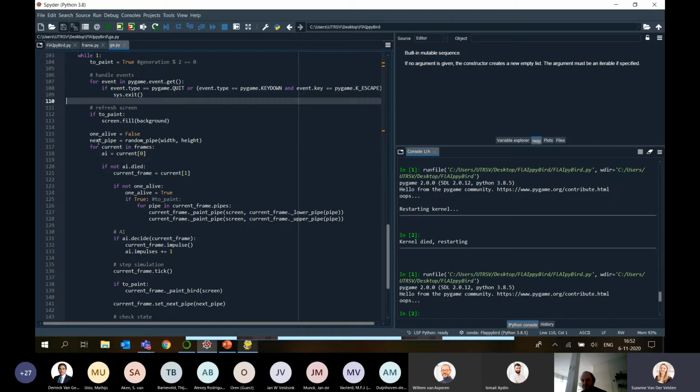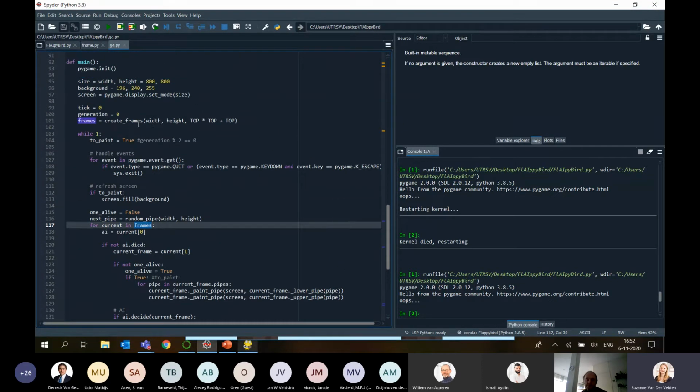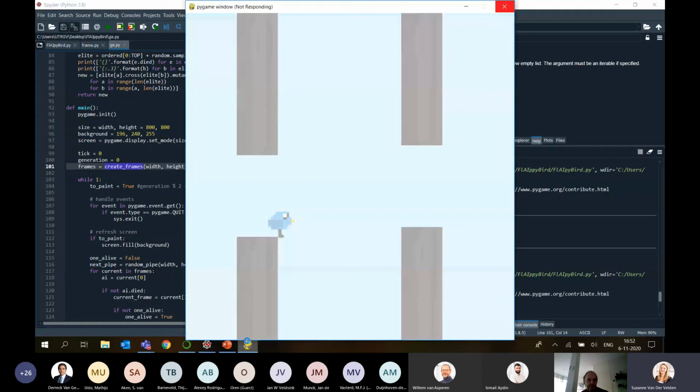So we'll generate a random pipe, and that will be the next pipe. And we have just initialized all the frames by creating the frames, and that's just the world it's in. So that was the screen. If you want to see it, that's so.